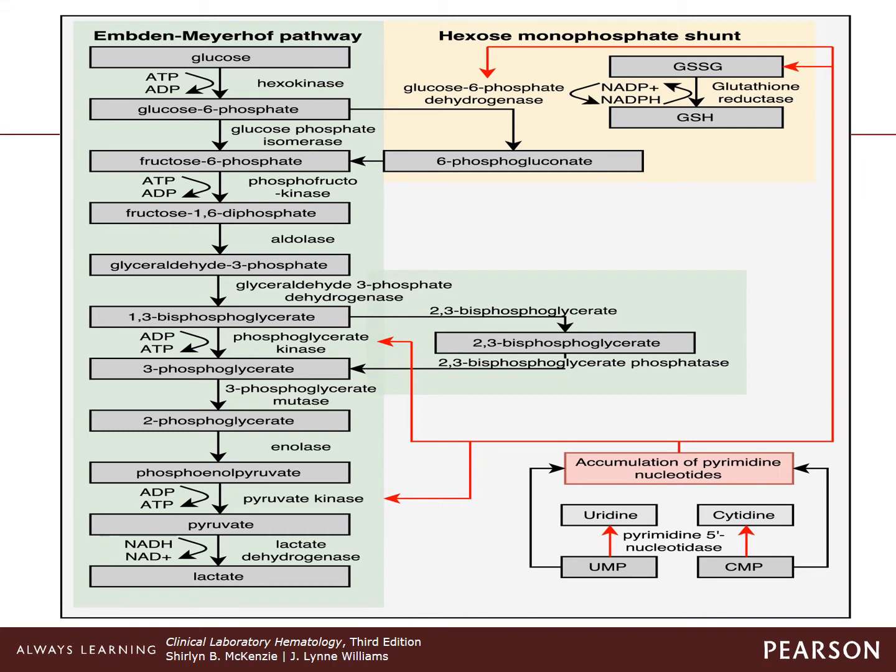Now, the Rapoport-Luebering shunt, which is the pathway that sticks out of the glycolytic pathway here, provides red cells with 2,3-bisphosphoglycerate, which helps deliver oxygen to tissues.